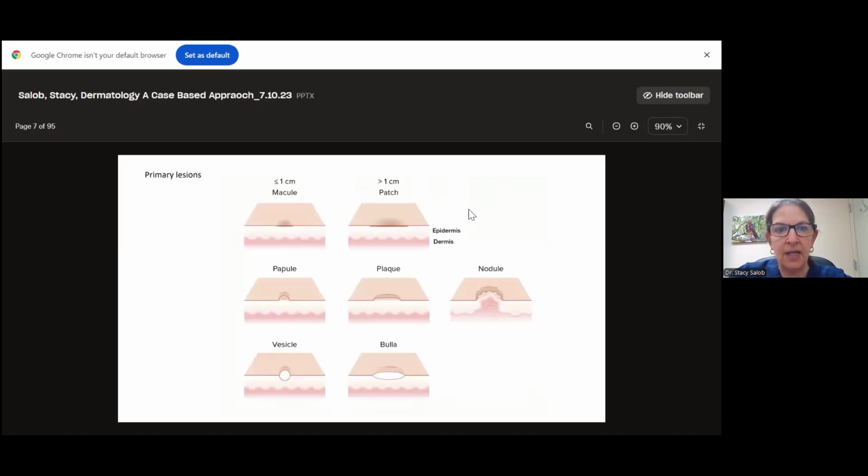Okay, so vocabulary. Let's run through this quickly. Things that are flat, if they're less than a centimeter, we call them a macule. If they're greater than a centimeter, we call them a patch. If you close your eyes and run your finger through it, you shouldn't feel the spot.